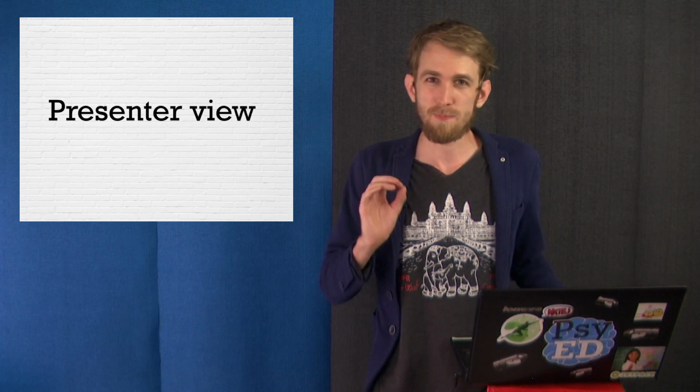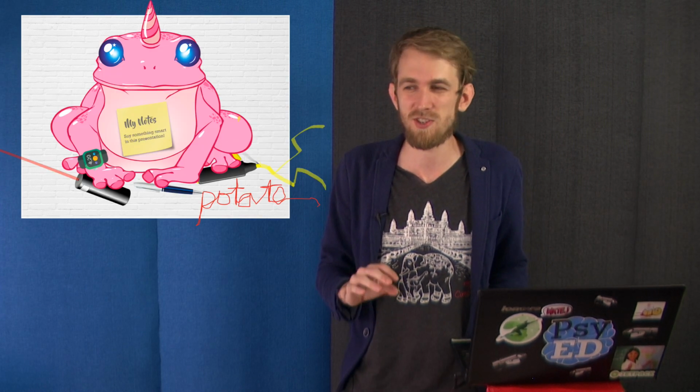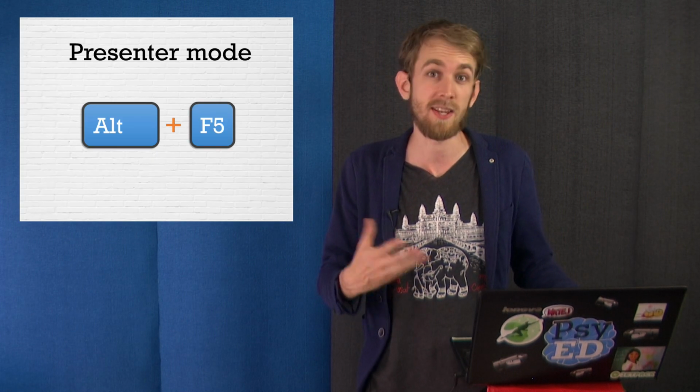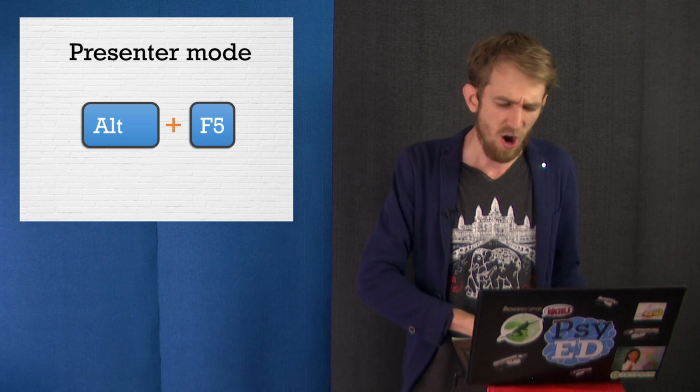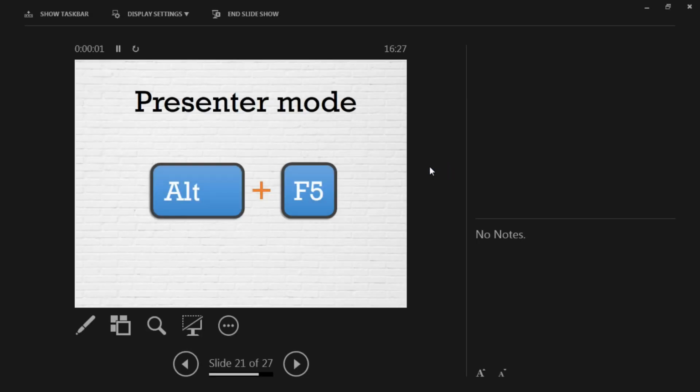Now let's talk about presenter view, which is like a magic unicorn of PowerPoint. It can pretty much do everything else that I showed you right now, just in very simple mode and editing view. So let's see how you can go to it. Firstly, you can start your presentation by pressing Alt F5, which will start it in presenter view in case it doesn't start out automatically, or simply just right click on the presentation and choose Show Presenter View.